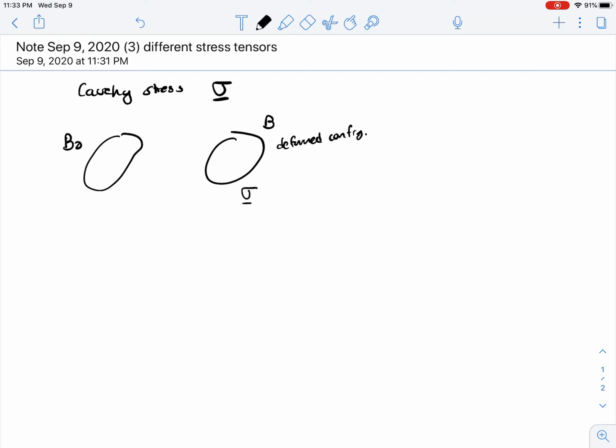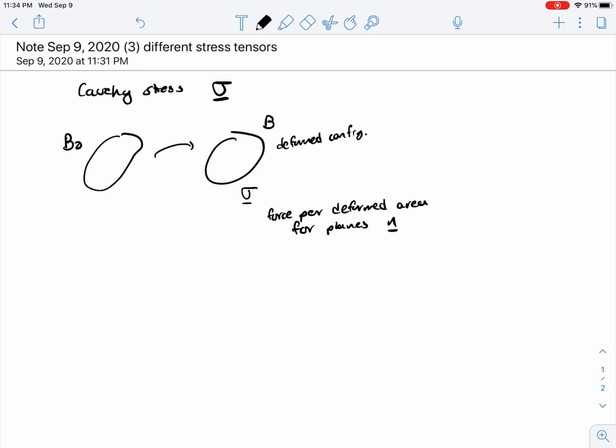because it basically measures force per deformed area, right, for planes defined by normal n in the deformed configuration.